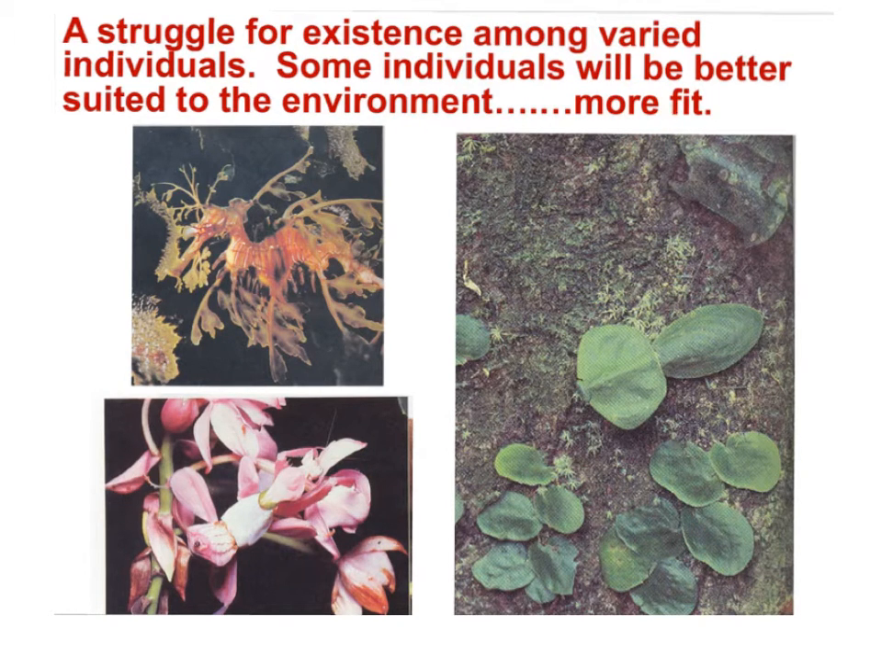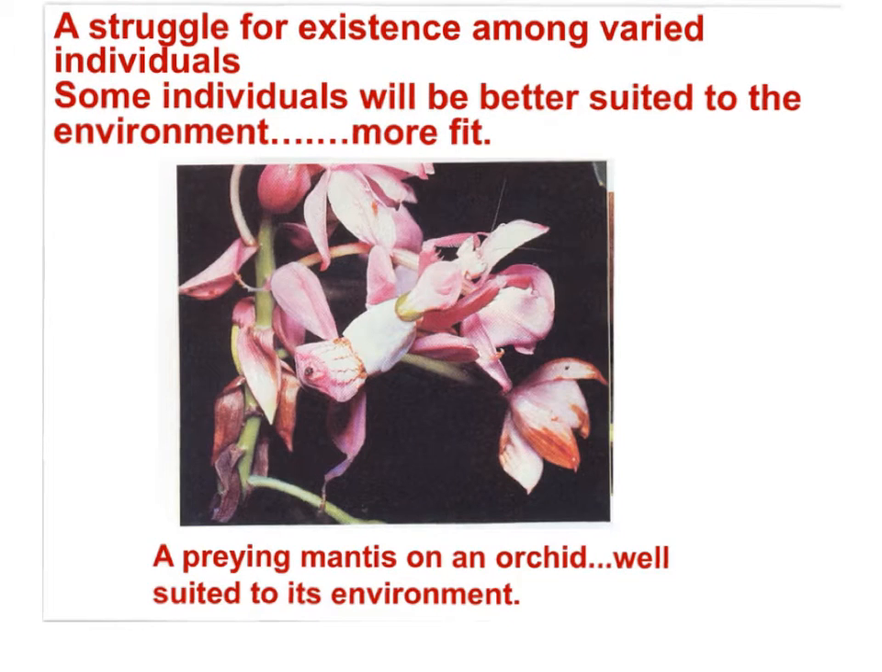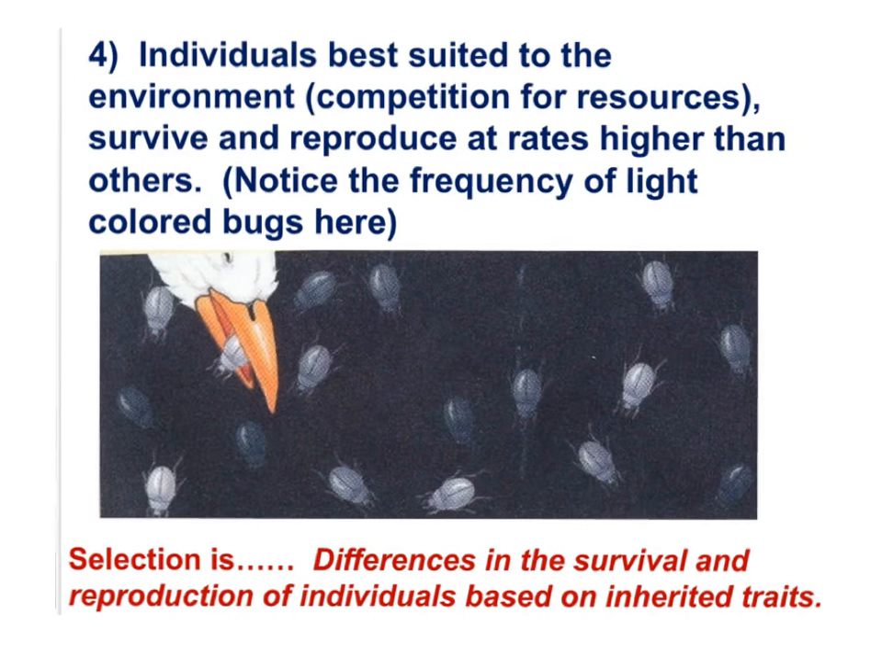In this slide, you can see different species that appear as strange and beautiful forms. These species are well adapted to their environment because of camouflage. They blend in with the background, which allows them greater reproductive success. The praying mantis on this orchid is well suited to the environment, more fit in the struggle for existence among varied forms of one population. So this is the fourth component of natural selection, that individuals best suited to the environment survive and reproduce at rates higher than others.